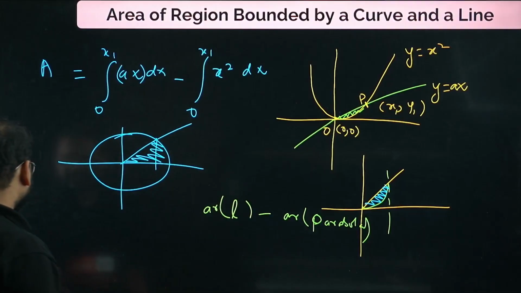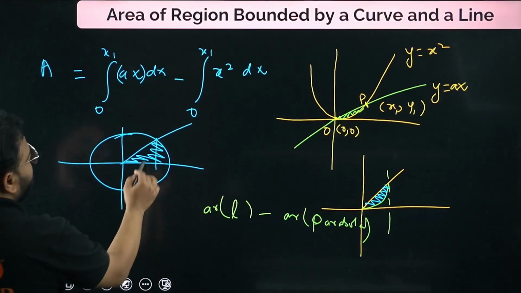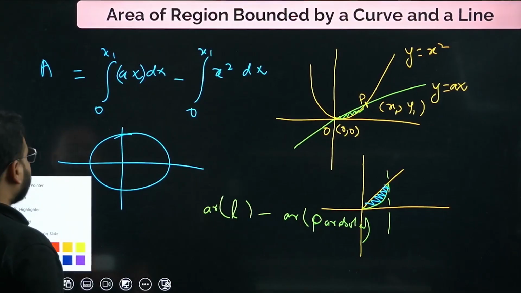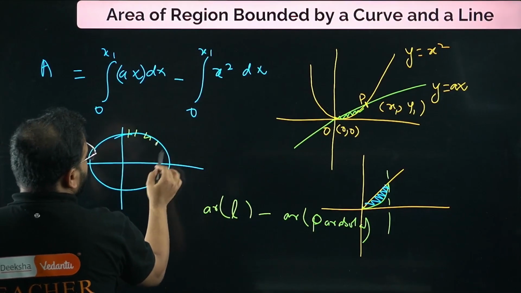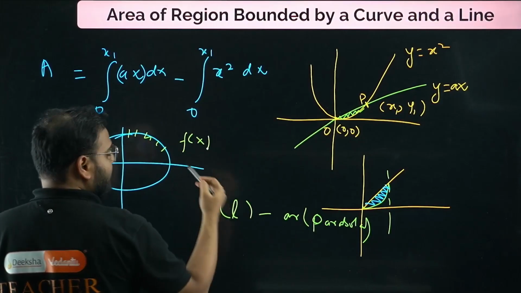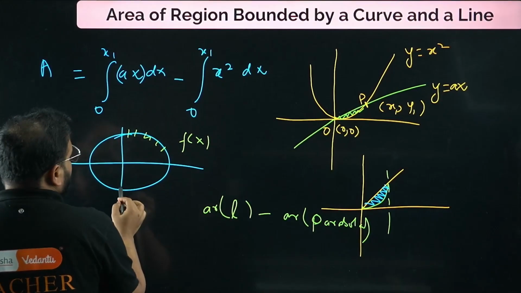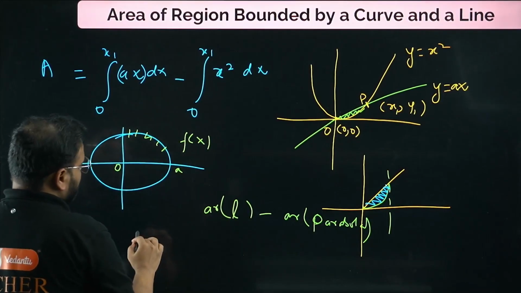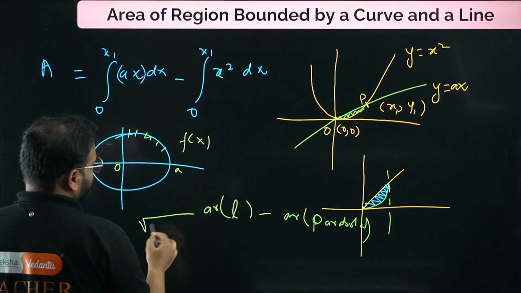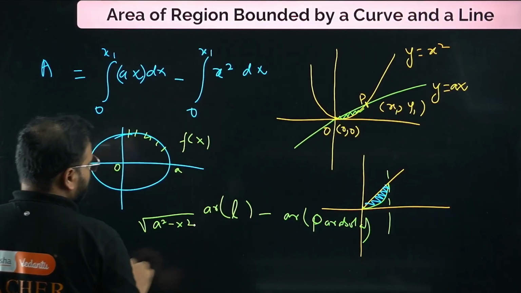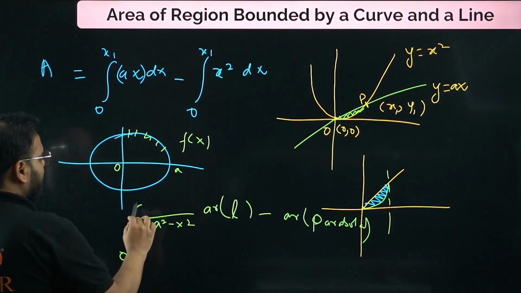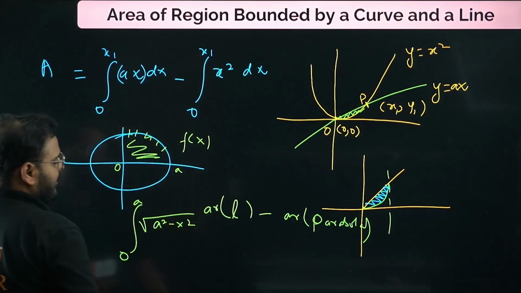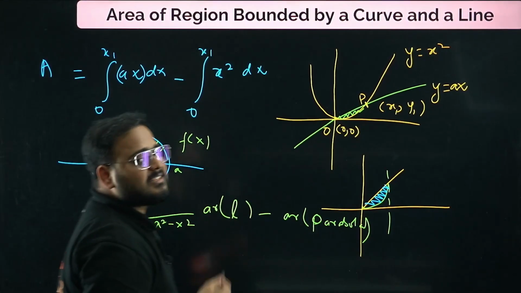Let's say I want only the circle, not a straight line. I want only this part. What you can do is take this function in terms of x only, making y the subject, and integrate from 0 to this point, let's say it is a. So you integrate the square root of a square minus x square, from 0 to a. Please check. This will be the area of this region. Something like this will be there.